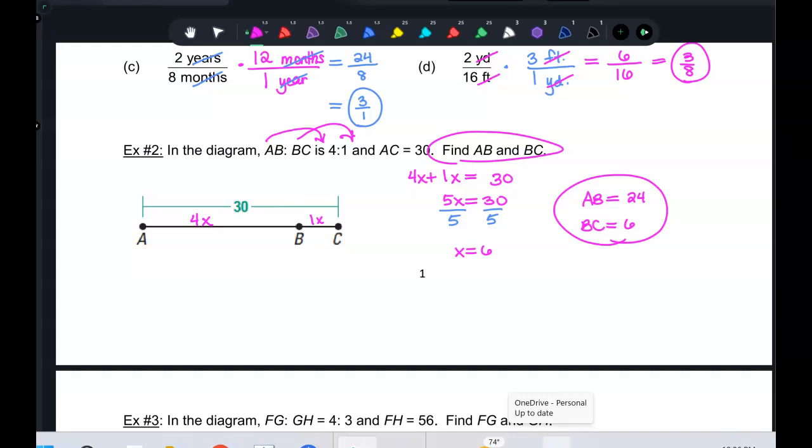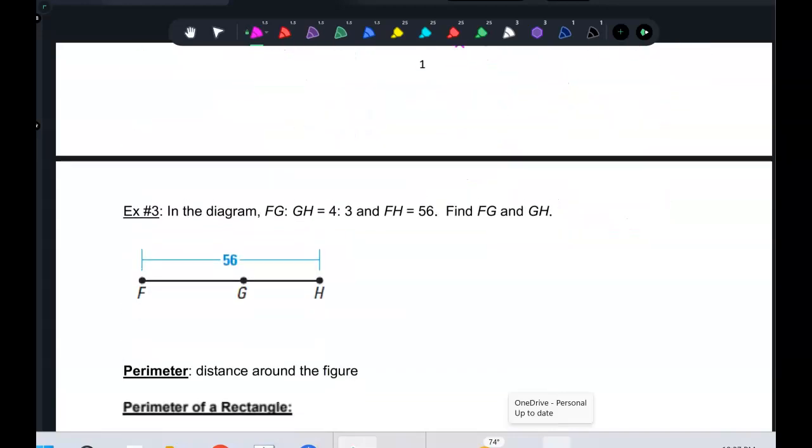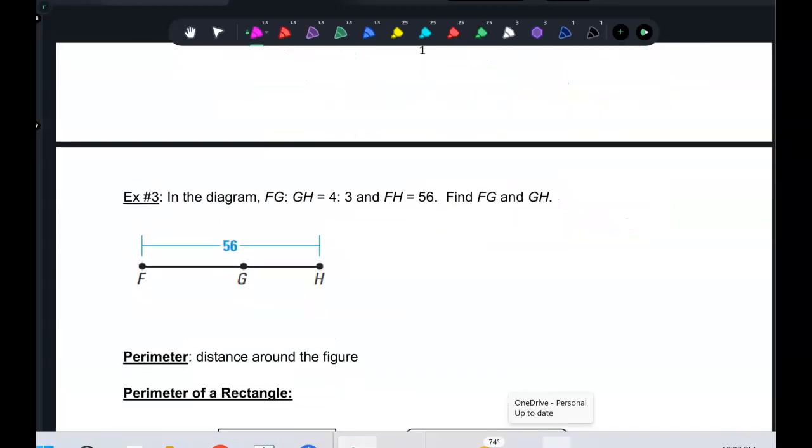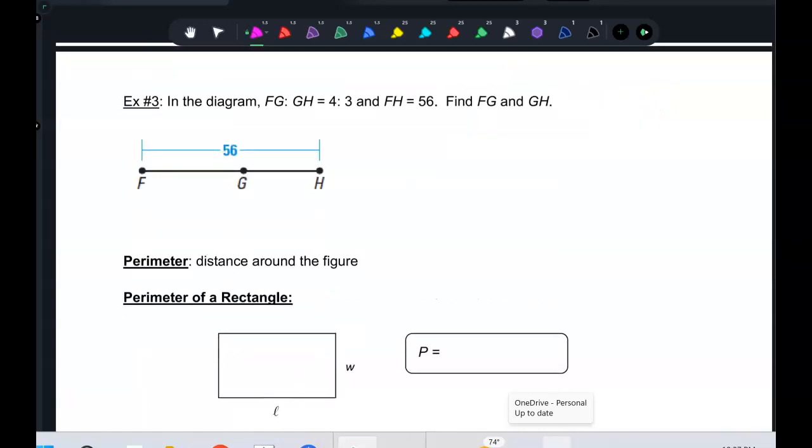Avery, question. Wait, how do we get the last part again? Oh, plug it back in. How do we tell when it's like 4:1? Oh, 24/6 is the same as 4:1, because 6 goes into 24. Let's try another one that's just like this. Wait, BC was 6? BC was 6.